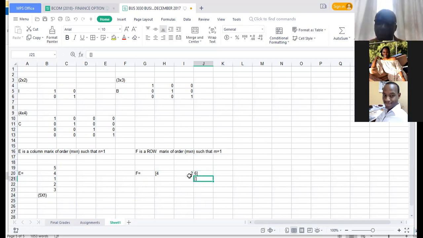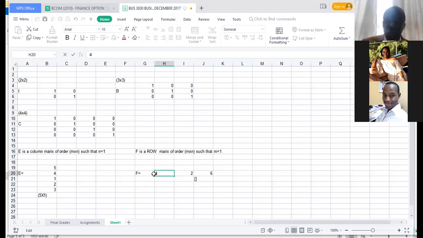Now, I've seen people trying to put commas between elements of a matrix. No comma. You write them this way, because matrix is an algebra. So that's F. That is a row matrix.